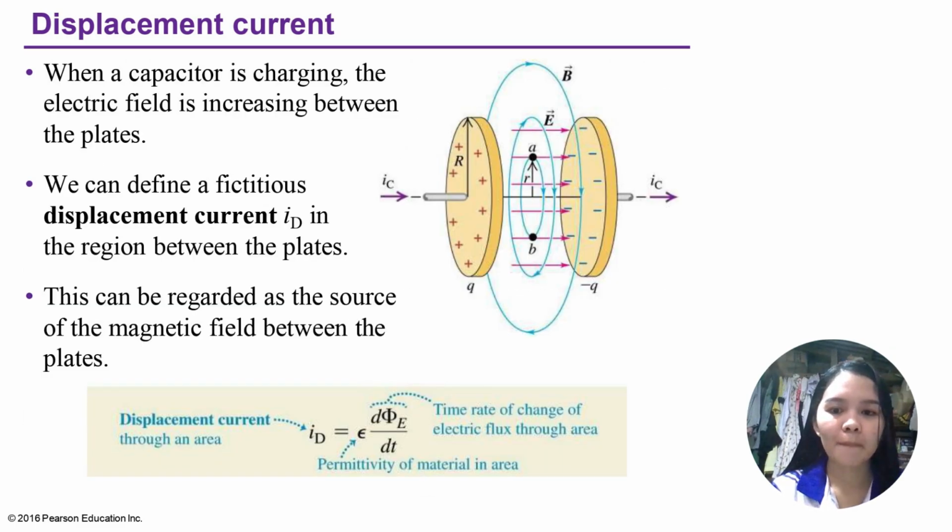So to resolve this issue, Maxwell introduced the concept of displacement current. As a capacitor charges, the electric field between the plates is changing. Maxwell proposed that this changing electric field acts as a current, which he termed displacement current. This displacement current is proportional to the rate of change of electric flux between the plates, and it serves as the source of the magnetic field in the region.